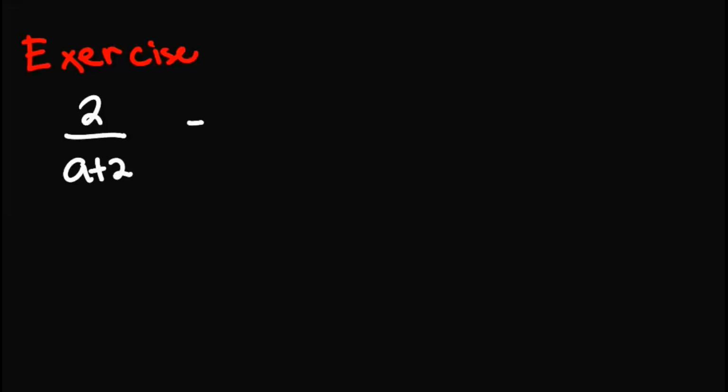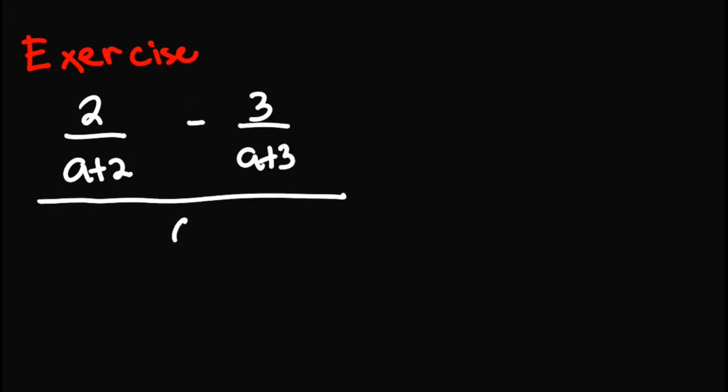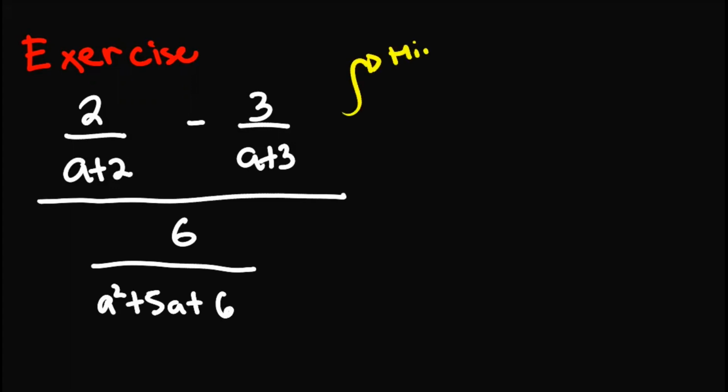So as an exercise, you can work on this example: 2 over a plus 2 minus 3 over a plus 3, all over 6 over a squared plus 5a plus 6. As a hint, you will use the factoring method on factoring general quadratic trinomials.